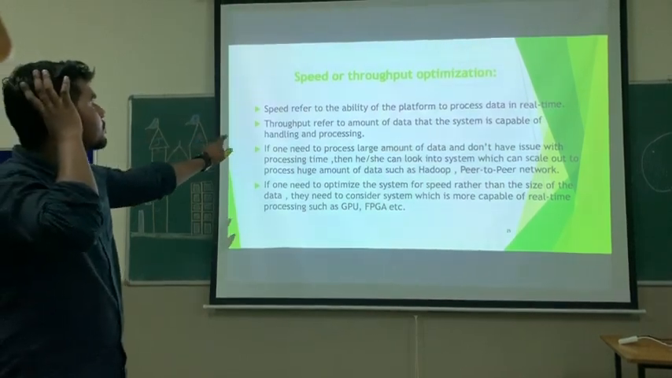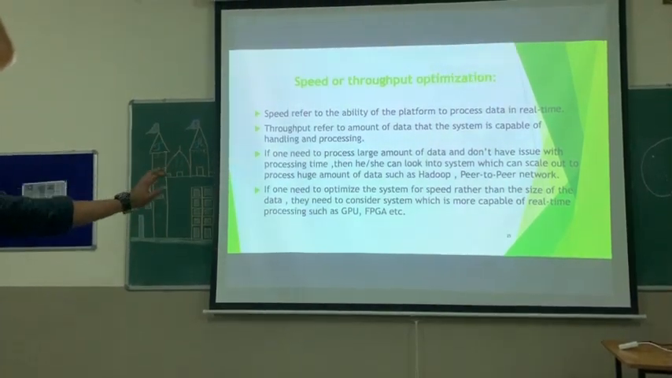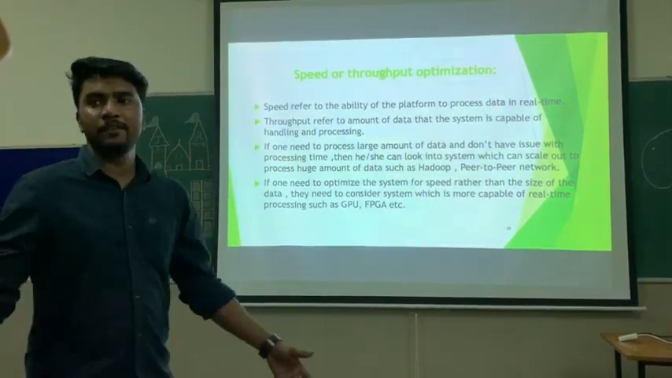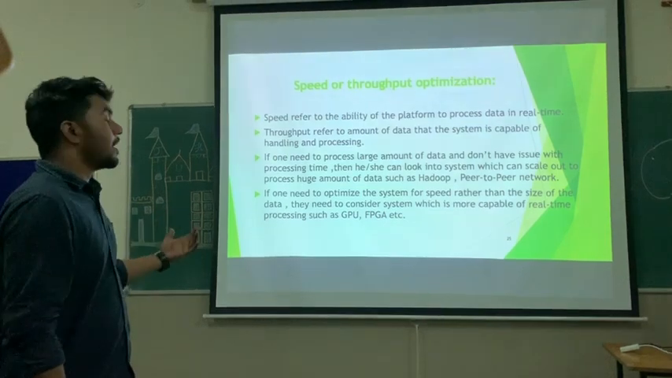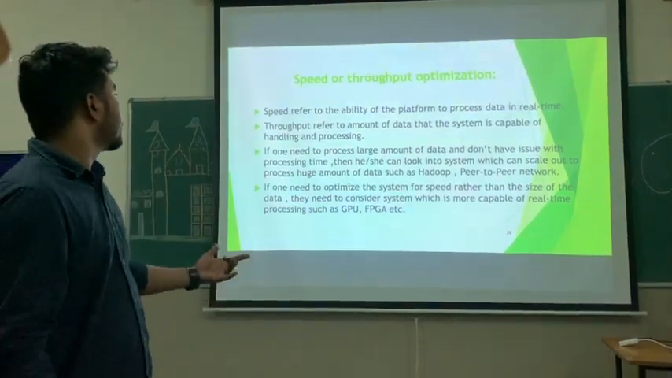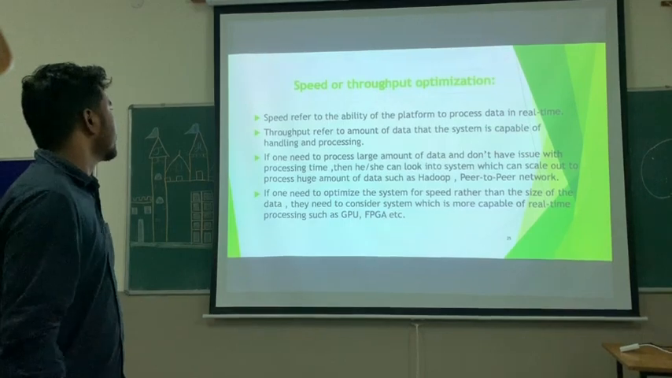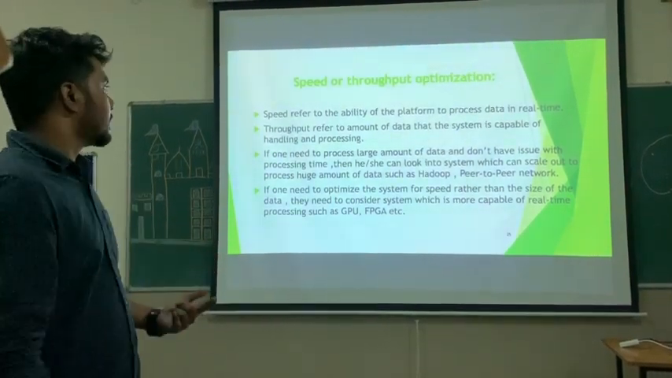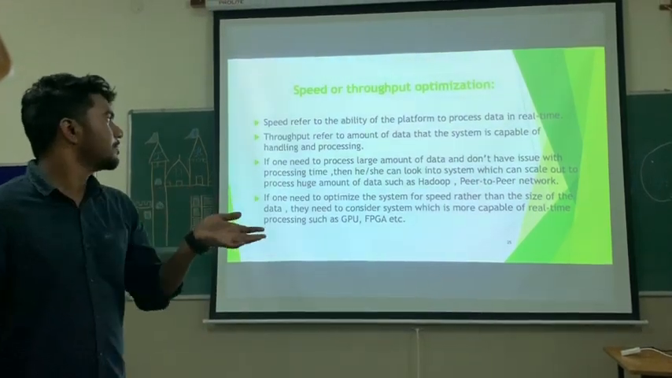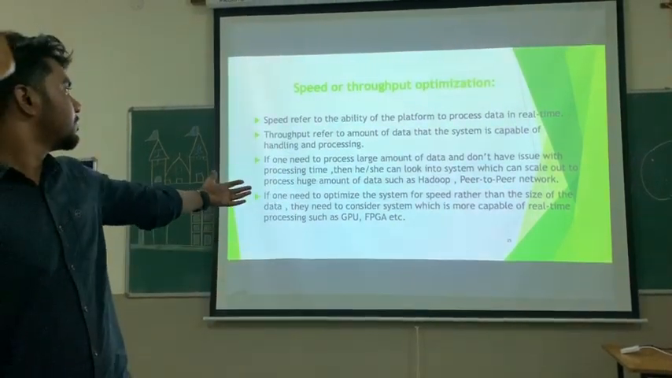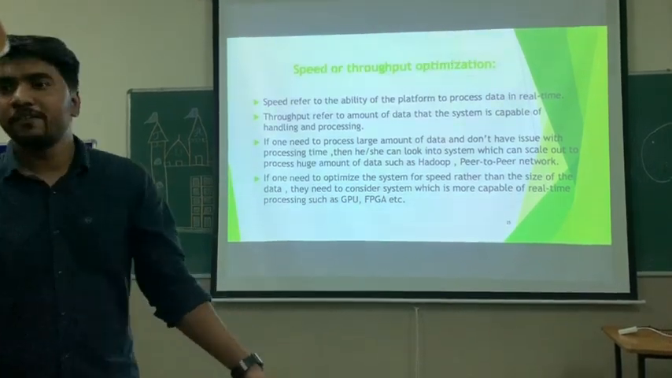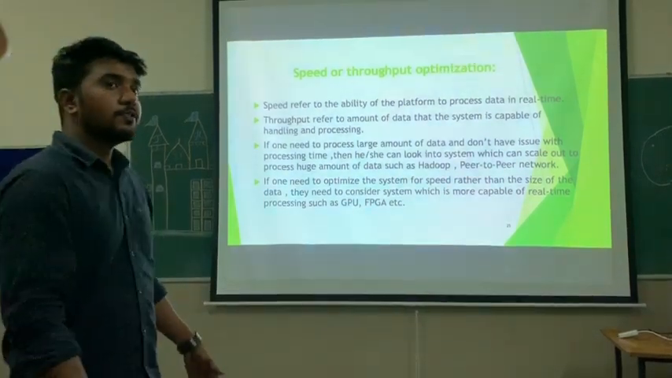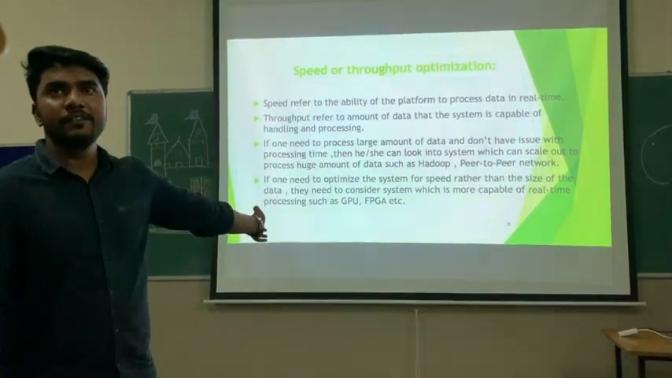Next is speed or throughput optimization. Speed refers to the ability of a platform to process data in real time, and throughput is the amount of data that the system is capable of handling and processing. If one needs to process a large amount of data and does not have any issue with processing time, then we have to choose a peer-to-peer network and Hadoop. And if you are looking for speed, and you want the output at the same time, then you have to go for FPGA and GPU.